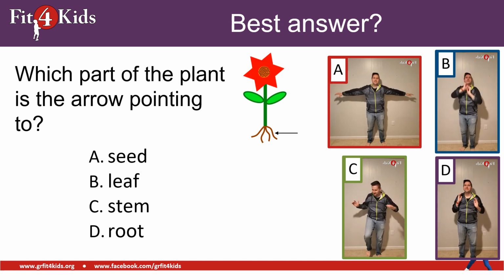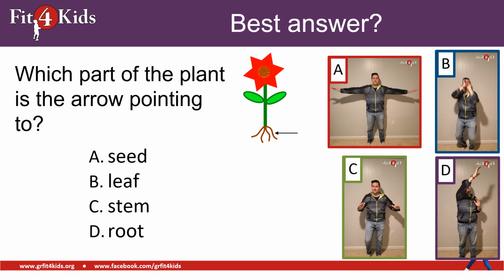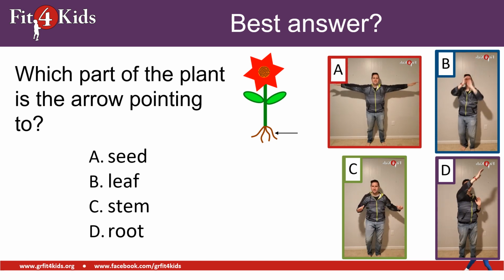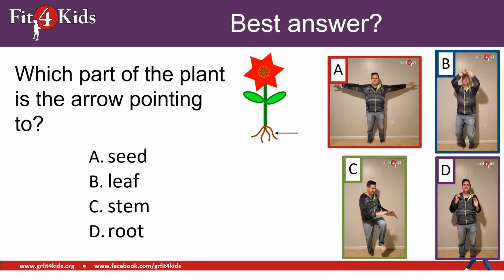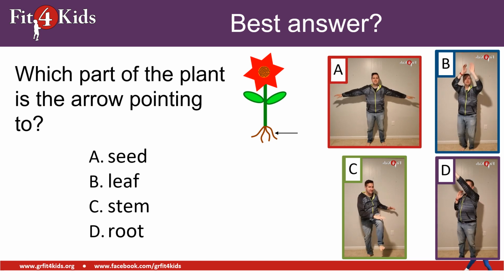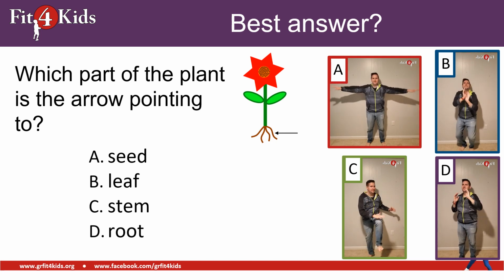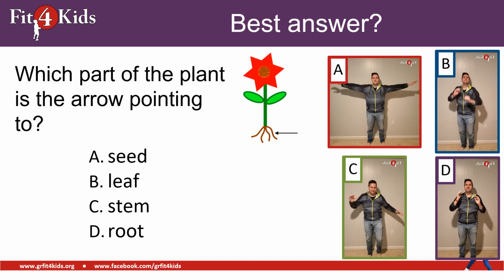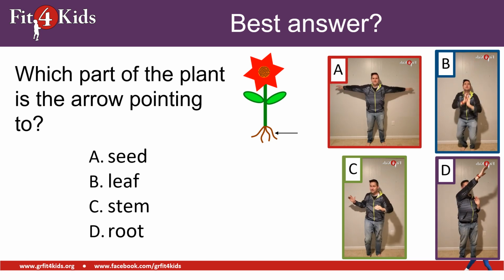Which part of the plant is the arrow pointing to? A, seed, B, leaf, C, stem, D, root. For this one, you should be sky reaching because that is pointing to a root.